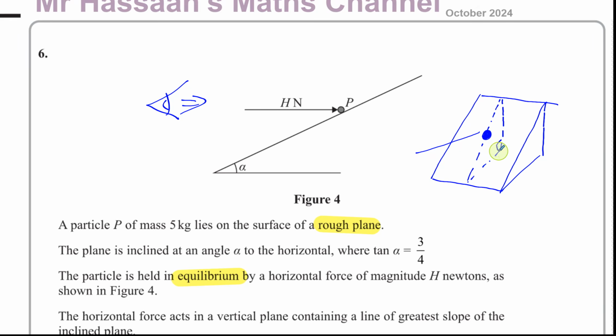Okay, this is a vertical plane. It acts basically in line with that vertical plane. It's horizontal, right? So it's not at an angle. It's in line with this slice, basically. Okay, that's what it basically means. If you don't really understand that, it doesn't matter, because basically the forces are drawn there for you.